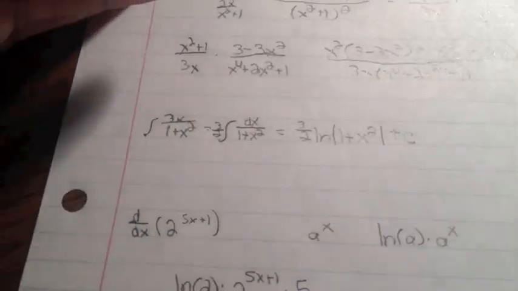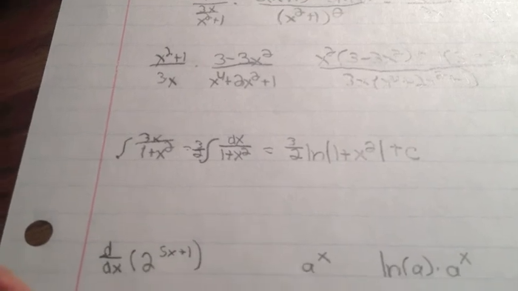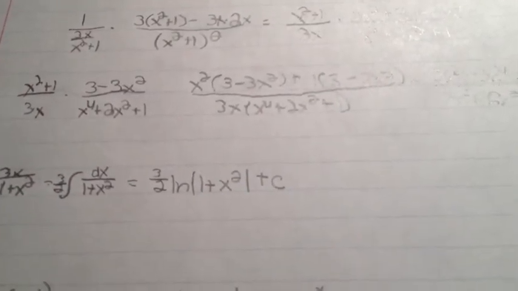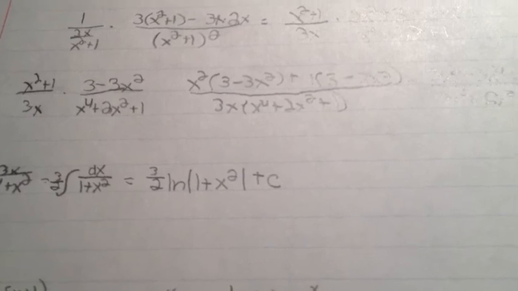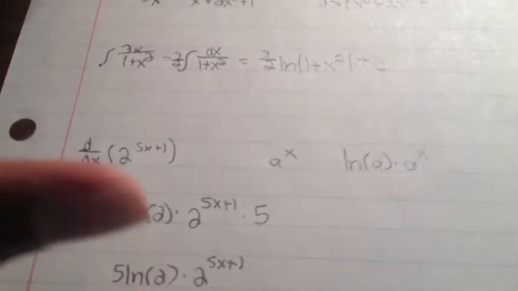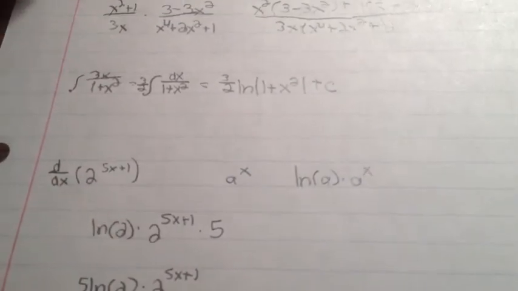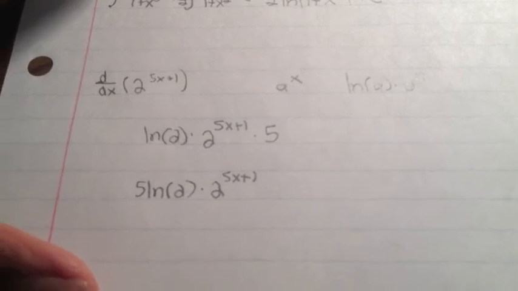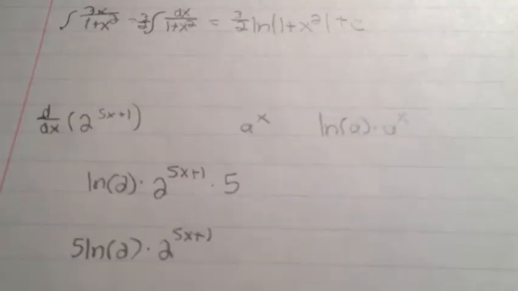And so for our second problem, we have the integral of 3x over 1 plus x squared. The integral of that is 3 halves natural log of 1 plus x squared plus c. And for our last and final problem, we had the derivative of 2 to the 5x plus 1, and that derivative is equal to 5 natural log of 2 times 2 to the 5x plus 1.